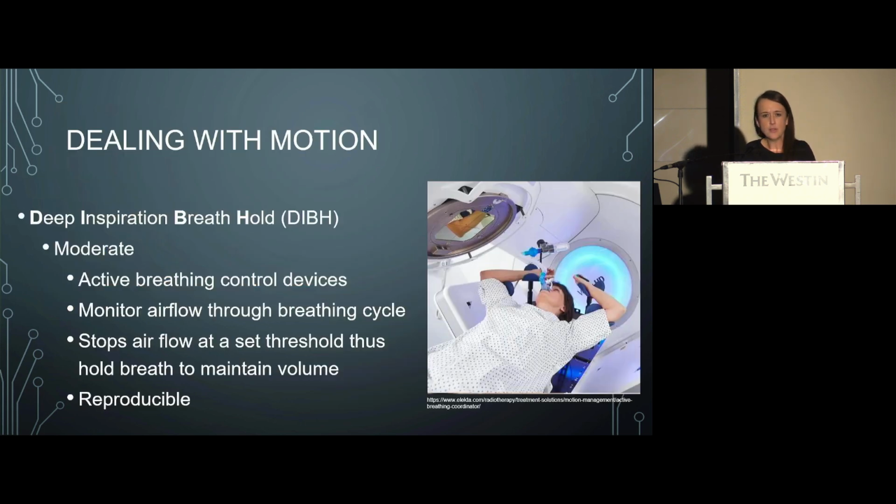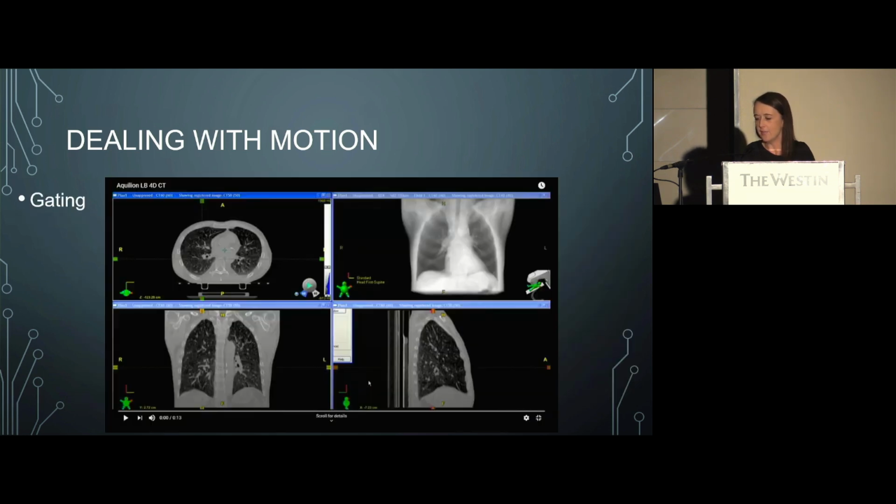Then dealing with motion during imaging, there was some mention already about gated imaging, and then of course deep inspiration breath hold. So these are all techniques that we can implement to make sure that we digitize the patient correctly and have the information in terms of the movement of the anatomy of the patient to be able to plan accurately.